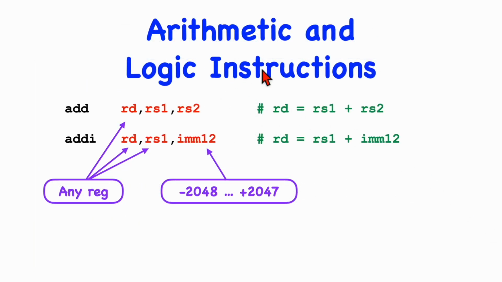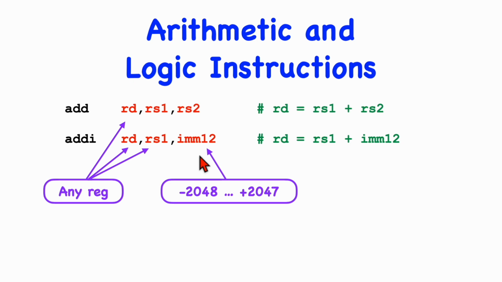RISC-V has a bunch of arithmetic and logic instructions, and so let's begin with the addition instructions. There are two add instructions. The first one is a register to register addition, and you can see where the source and destination registers are. And the second one, add immediate, involves an immediate value, and that immediate value is limited to 12 bits, so it has a limited range. The value is sign extended, so the range is minus 2k to plus 2k. So this gives you pretty much all the information you need for these two instructions.